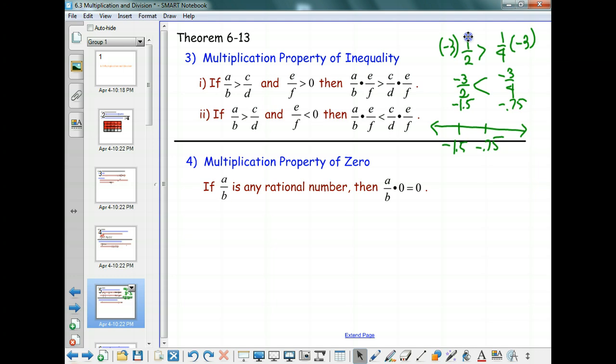And then the last property we're taking a look at today, or at least in this section, is the property of 0. So if you multiply by 0, what happens? You get 0. It doesn't matter what that number was, if you multiply by 0, you get 0. So this is the multiplication property of 0. We're going to do an example of these.